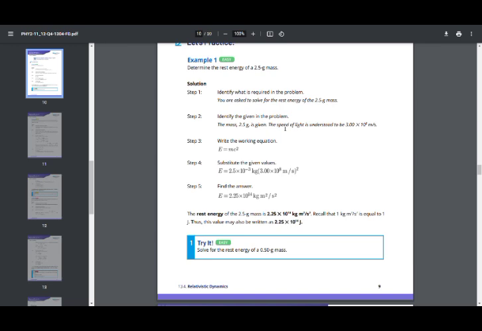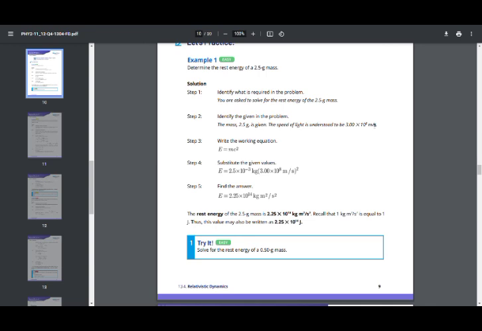So, this is an easy problem. We need to determine the rest energy of a 2.5 gram mass. One thing we should understand here is the exact value of the speed of light. The exact value of the speed of light is 3.00 times 10 raised to the power of 8 meters per second. As you can see, it is in scientific notation.